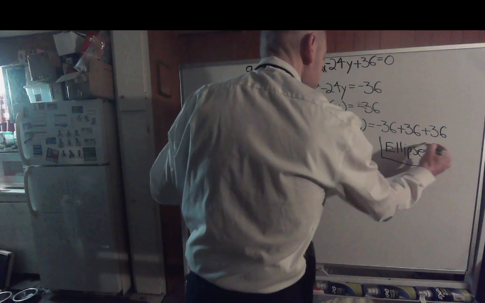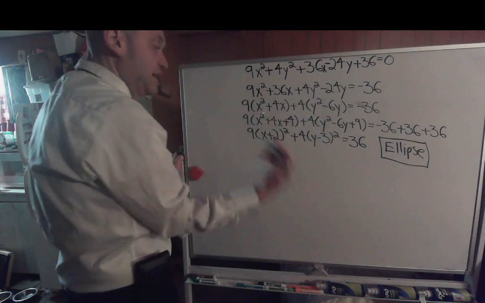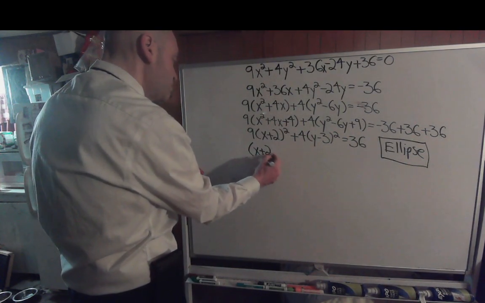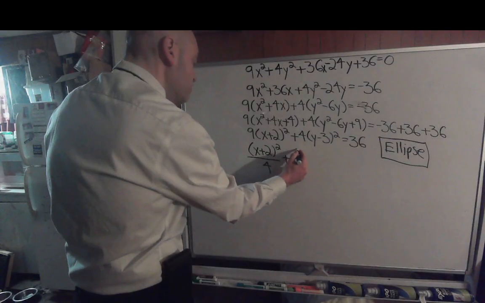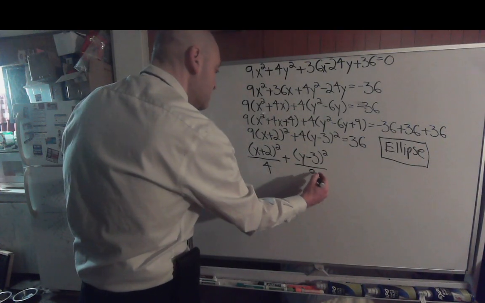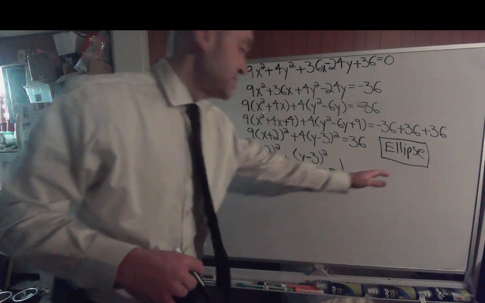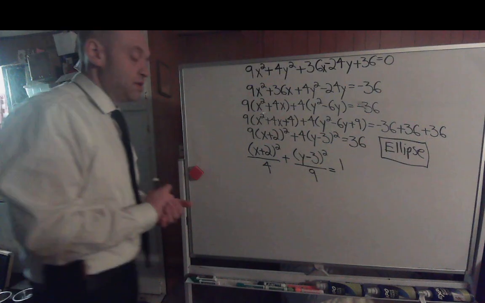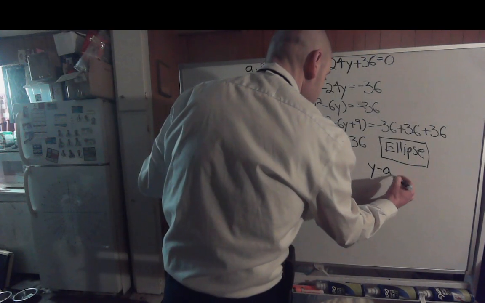So we can identify this being an ellipse because of the form it's in, but the right side needs to equal 1. So we divide both sides by 36. You should get x plus 2 squared over 4 plus y minus 3 squared over 9 is equal to 1. So we definitely have an ellipse. Now let's figure out which axis is the major axis. Well, the number below the y term is bigger, so the y-axis is the major axis.